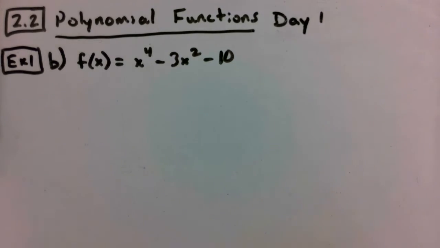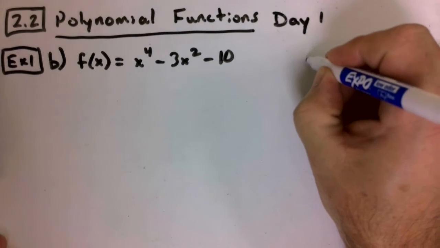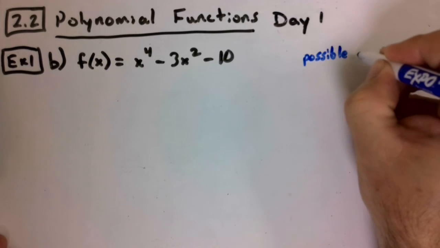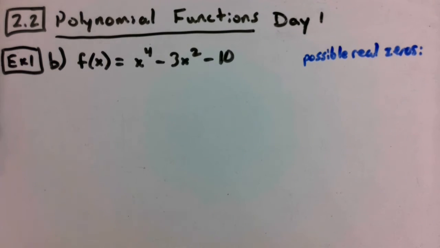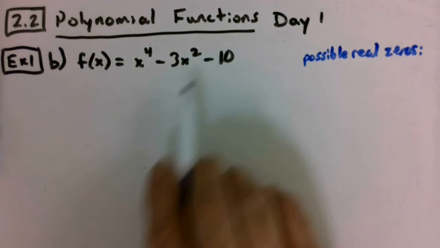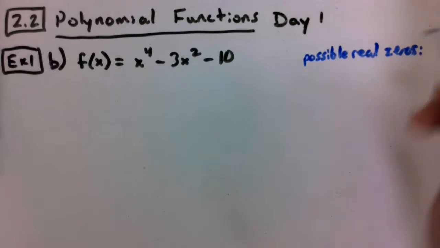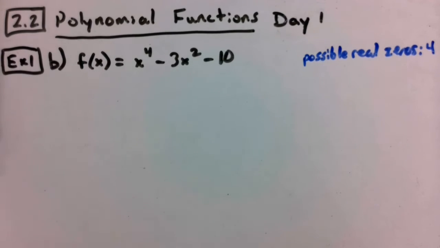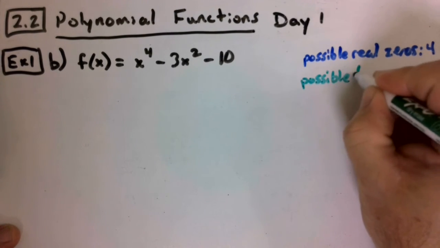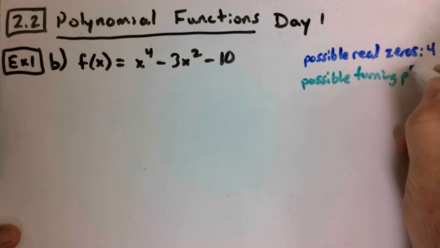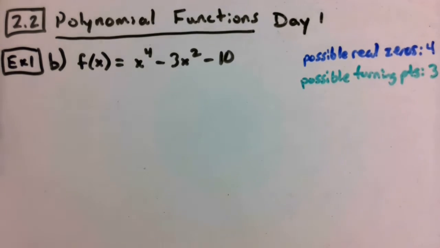Well, we're supposed to determine the maximum number of possible real zeros. And again, that maximum number is whatever your highest power of x is. In this case, x to the fourth is the highest power of x, so there are 4 possible x-intercepts. There are 4 possible real zeros. And your maximum number of possible turning points is always 1 less than that. So the possible turning points has a maximum of 3. The number of possible real zeros is 4.